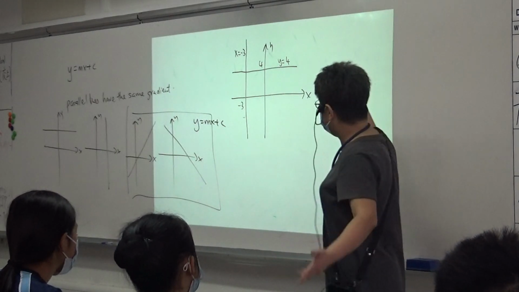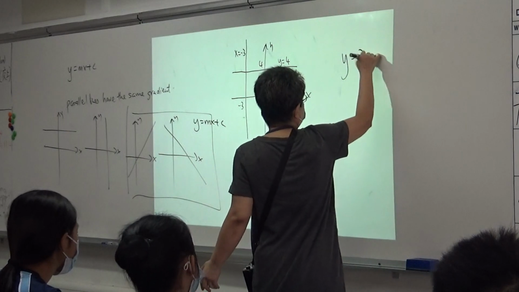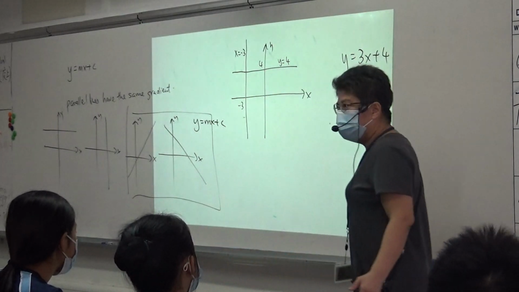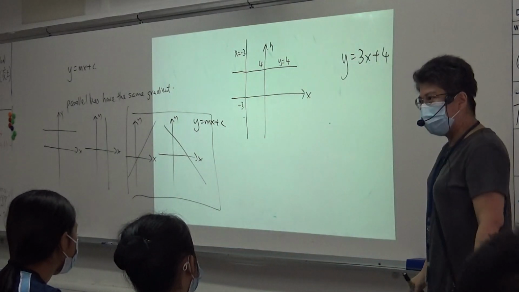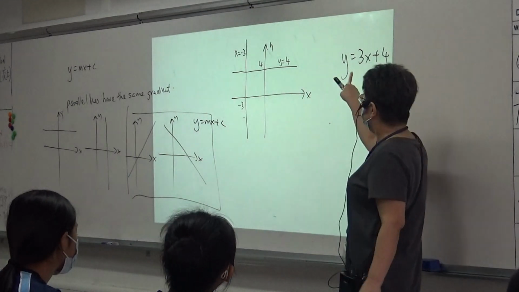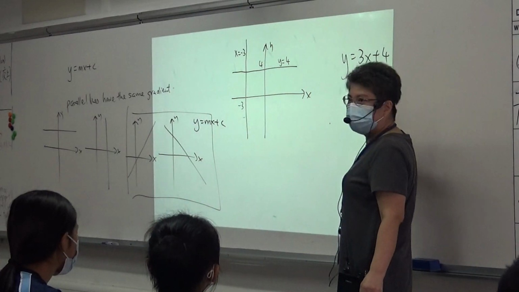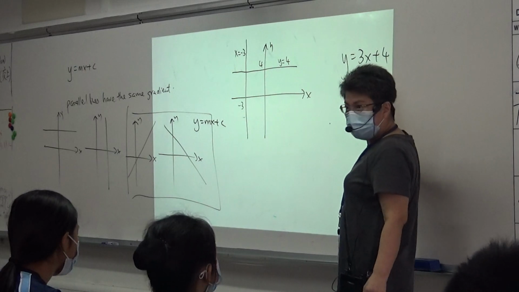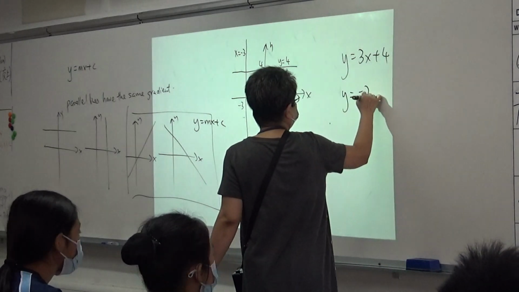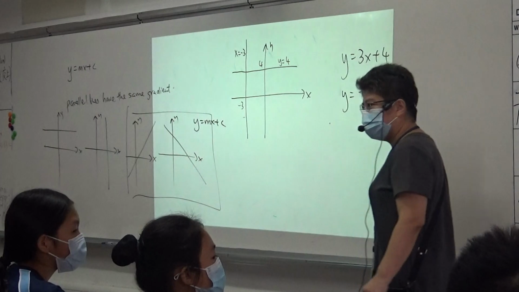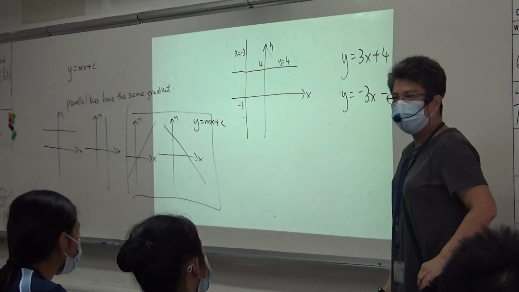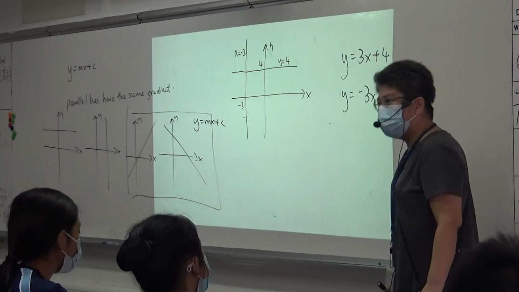Okay, now let me just go on further. If I give you this equation, what is my gradient? 3. What's my y-intercept? 4. Understand? Okay, give you another one. What is my gradient? Negative 3. What's my y-intercept? Negative 1.